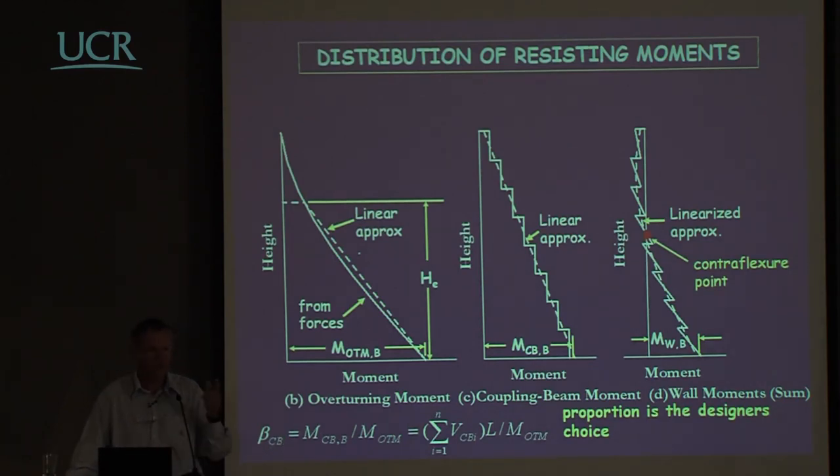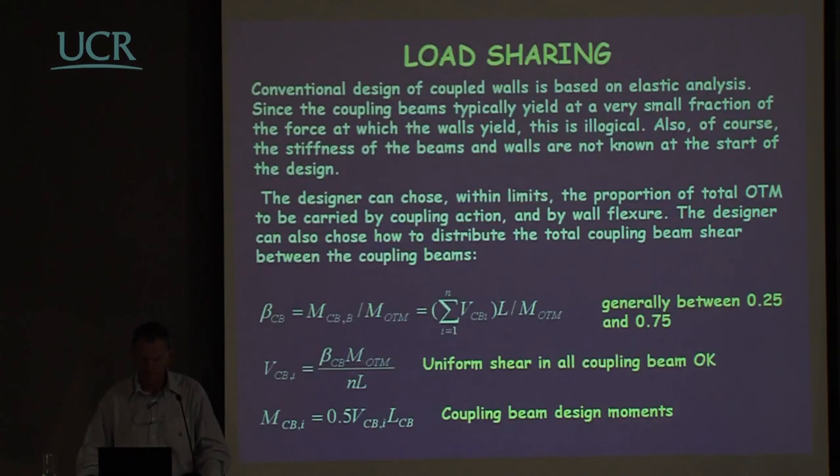So you look at this and you say, I'm going to decide that that value is 50% or 20% or 70%. Why? Well, because we know that the stiffness analyses are going to be very inaccurate. Conventional design of coupling walls is based on elastic analysis. And what we find is that because of the different ductility demands in the walls and in the beams, the coupling beams typically yield at a very small fraction of the force at which the walls start to yield. So before you get to anything like the strength of resistance of the structure, we have already changed the distribution of stiffness from the elastic value.